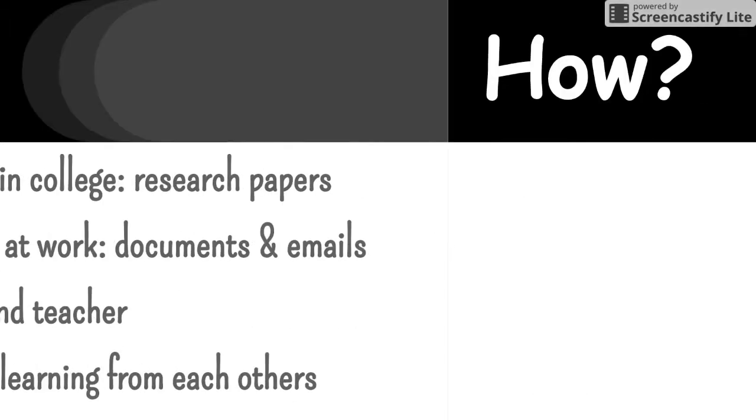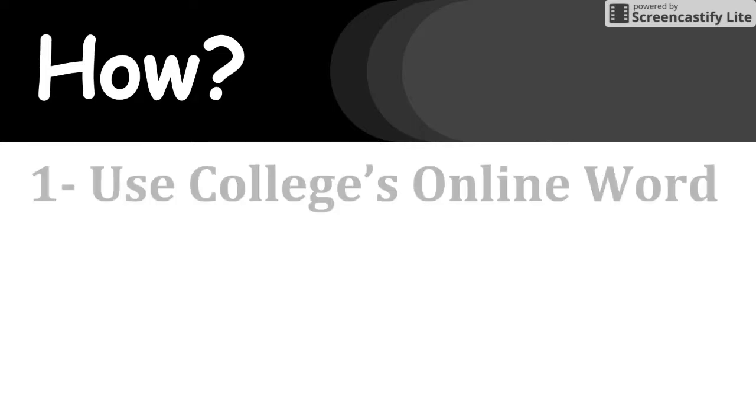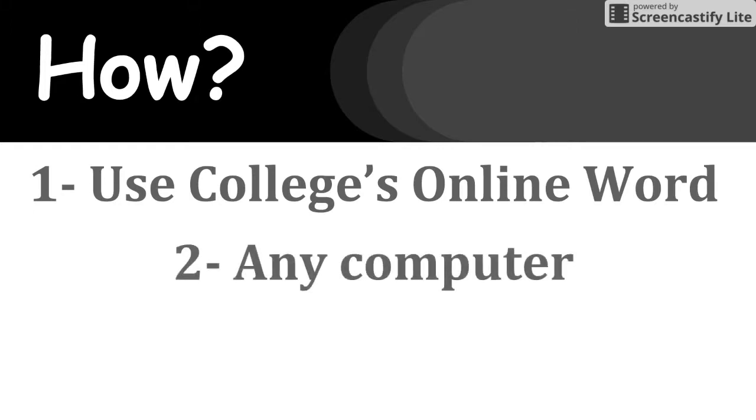Okay? So in order to do this, we need to know how to do it. The first thing that we will have is to use the college's online Word. You don't have to use your own Microsoft Word processor, which is installed in your PC. Just open a browser, Chrome, Explorer, Firefox, any browser, and then go to your email page within the college's website, and then you can go to Word online. And we'll see how to do this after this slide.